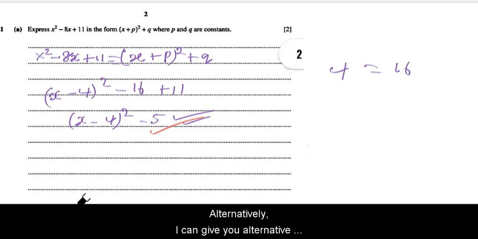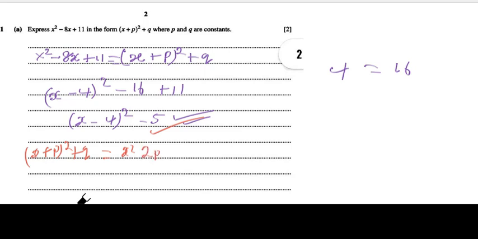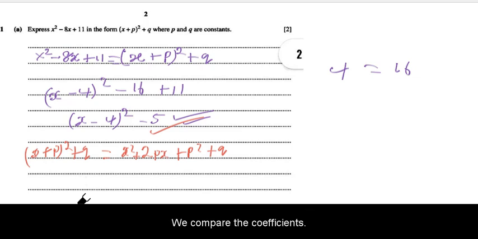Alternatively, I can give you an alternative method of doing this. If we have the form (x plus p) squared plus q, this can be equal to x squared plus 2px plus p squared plus q, such that we compare the coefficients.